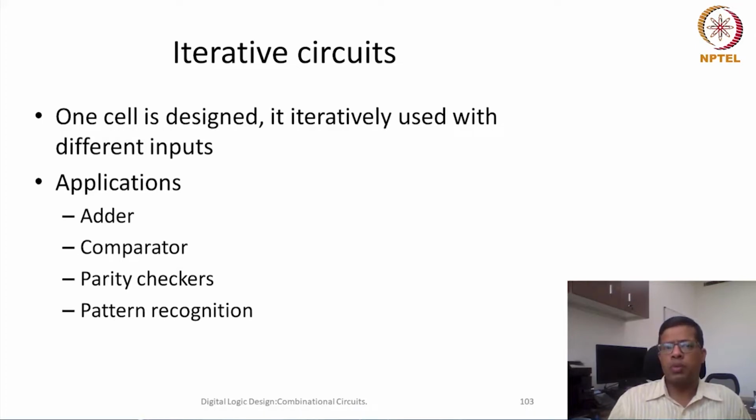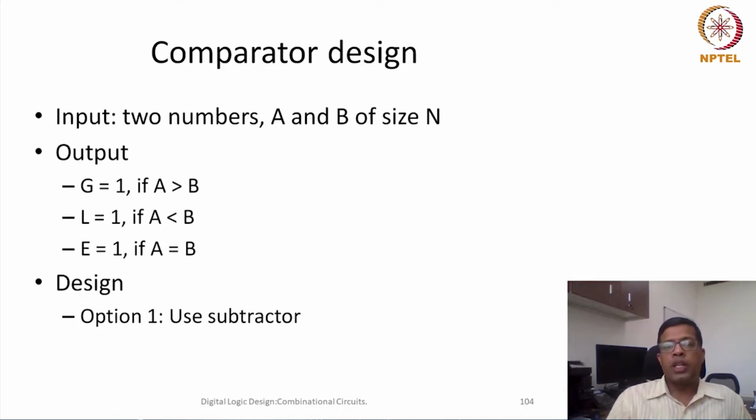Now we will see this technique in a more methodological way. We will take a couple more examples and see it from the perspective of iterative design: if we need to design an iterative circuit, what would be the characteristics and how will we design it. The first example I am going to take is a comparator. In a comparator we take 2 inputs, let's say A and B, of size n, which could be anything.